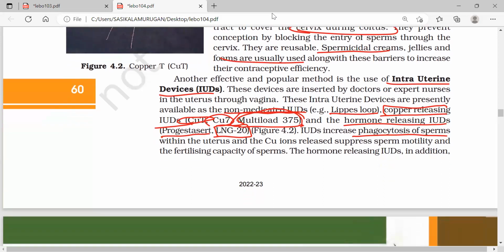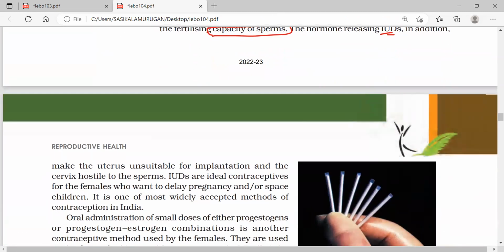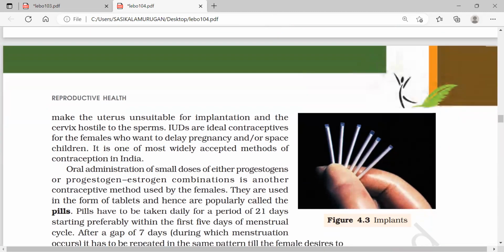Okay, and then copper ions released suppress the sperm motility. So when it is copper IUDs, they always suppress the sperm motility, so note down the word, and the fertilizing capacity of sperms. Okay. Next, hormone releasing IUDs in addition make the uterus unsuitable for implantation.